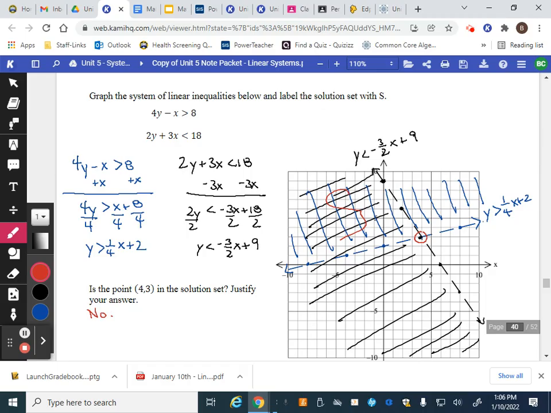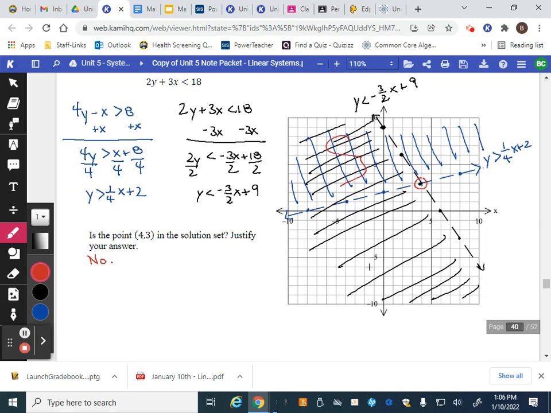it says to justify. Now we can explain it. Both lines are dashed, so the points on the lines are not in the solution set. Justify means we also can show it.